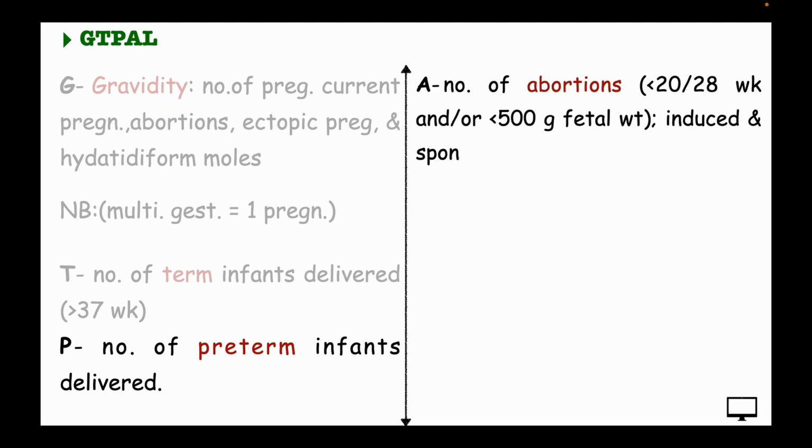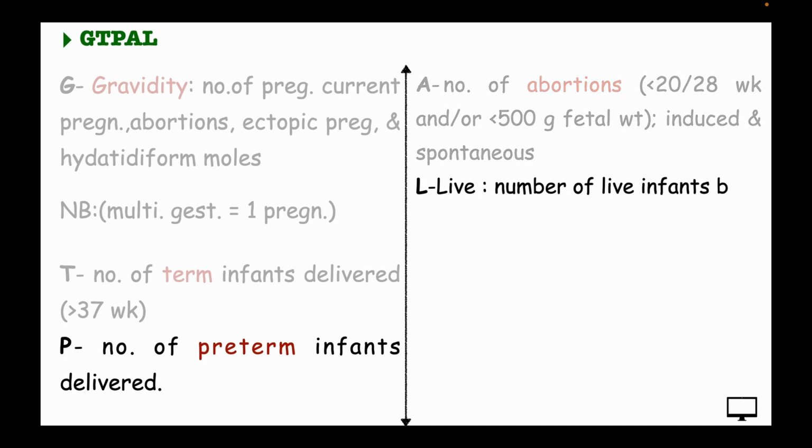And the A represents the number of abortions, which is any bleeding before 20 or 28 weeks of gestation, as well as delivery with a birth weight less than 500 grams. These are all considered as abortion. And these may be either induced abortions or spontaneous abortions or even medically advised abortions. We count all of them as part of abortions when we are recording or taking the history of pregnancy outcomes in the woman.